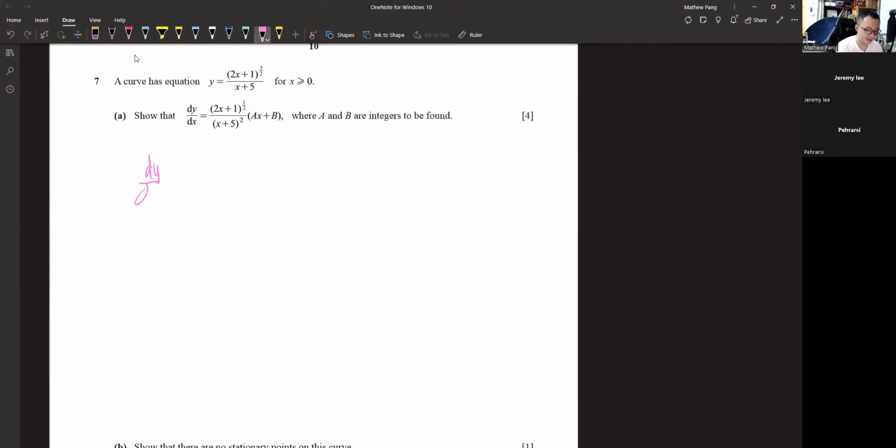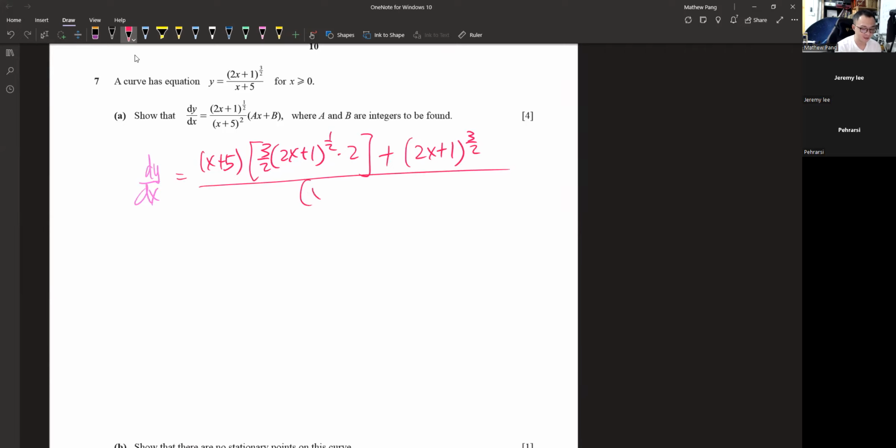Okay, so dy/dx is, let me change color. dy/dx is copy the v, differentiate the u: 3/2, (2x plus 1) to the power of 1/2, differentiate inside 2, plus copy the u, differentiate the v, which is 1 over v squared. Right, the 2 and 2 I will cut, and I take out the (2x plus 1) power 1/2, and also (x plus 5) power 2, what I left here. So this one I cut already.